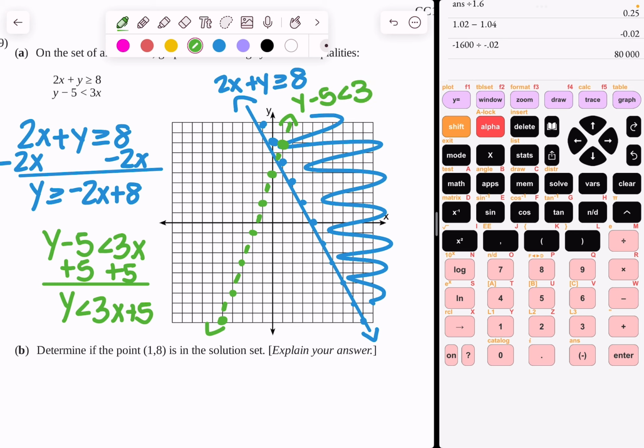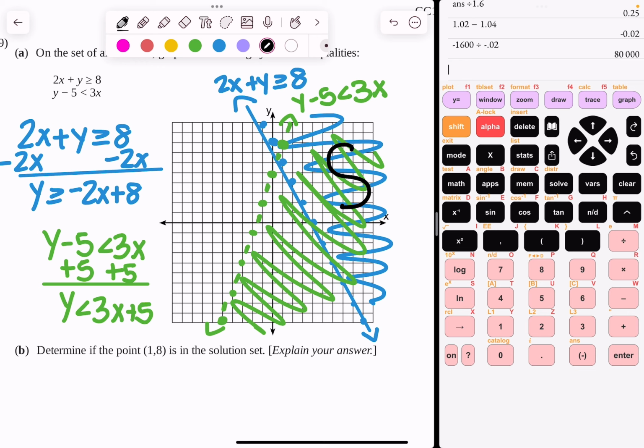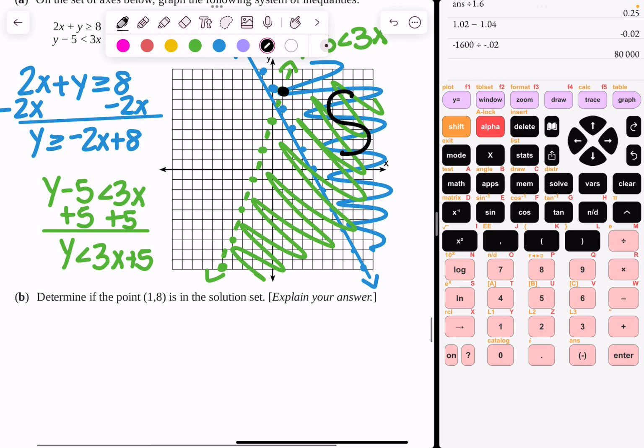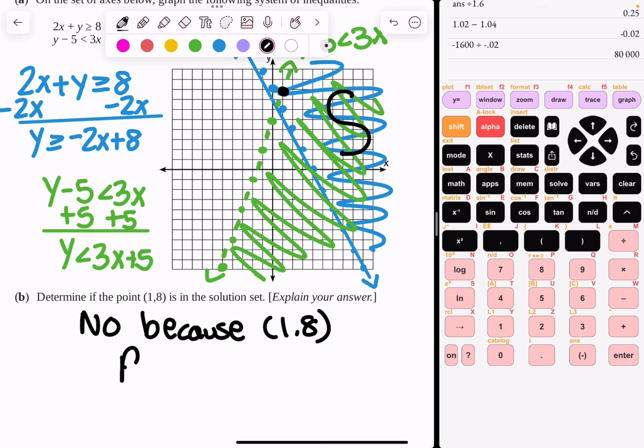And then, because it is a less than symbol, I shade below. So this area would be my solution set. And the question says, determine if (1, 8), so 1, 1, 2, 3, 4, 5, 6, 7, 8, this point right here, is in the solution set. The answer would be no, because (1, 8) falls on the dotted line.